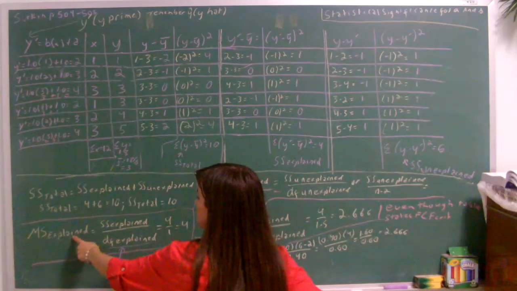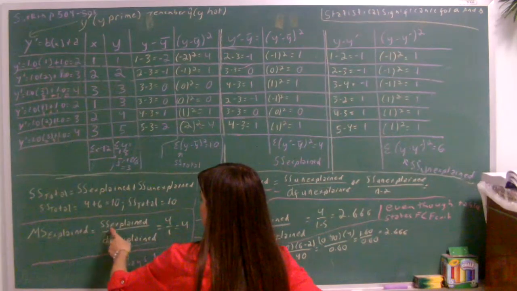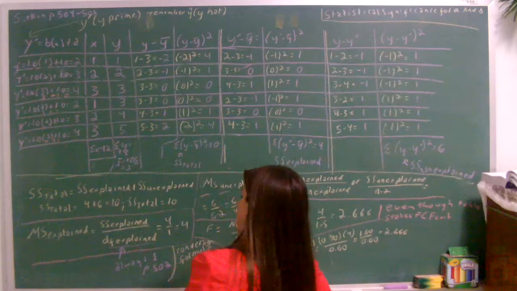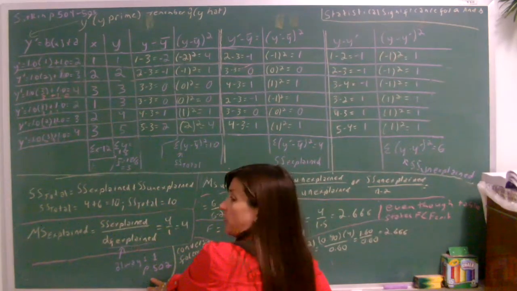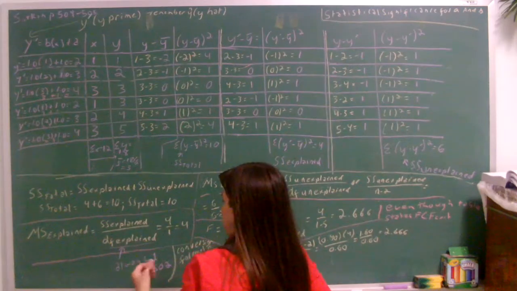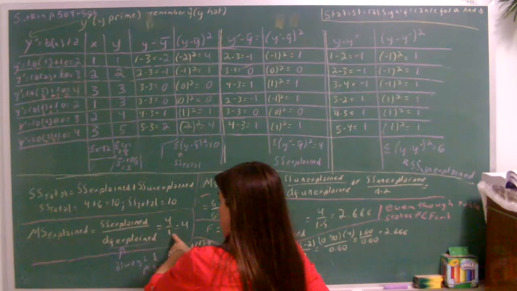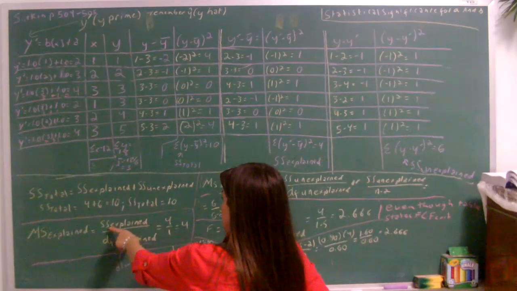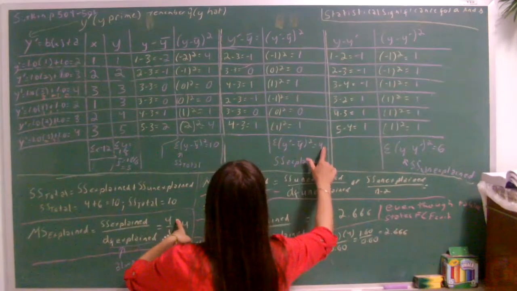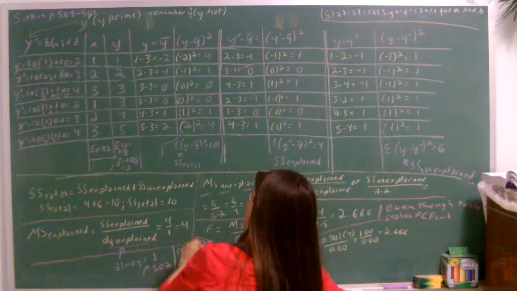The mean squared explained, the MS explained, equals SS explained divided by degrees of freedom explained. If you remember from circuit page 502, that's always 1. The degrees of freedom explained is always 1. So that's how we know that's 1. And the sum squares explained is 4. Boom, there it is. 4 divided by 1 equals 4.